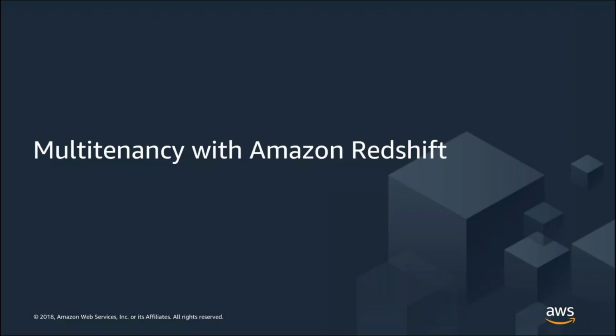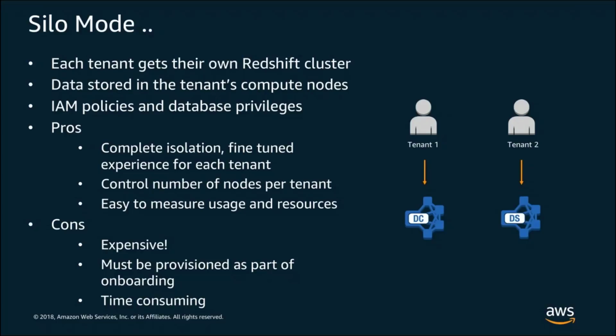Now we'll shift gears and look at how multi-tenancy can be implemented with other big data services, starting with Amazon Redshift. Going back to our terminology of silo mode, in terms of Redshift, it means that each tenant gets their own Redshift cluster. Data is stored in the tenant's compute nodes, which means they are loading the data into their own compute nodes. You can apply IAM policies and database privileges further to control who has access for each tenant as well.